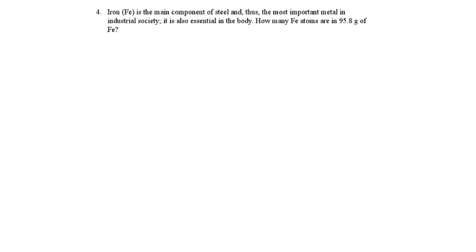Iron is the main component of steel, and that's the most important metal in industrial society. It is also essential in the body. How many iron atoms are in 95.8 grams of iron? So under stoichiometry, any question that's going to ask you to determine how many, implying you're trying to count, just remember Avogadro's constant. Alright? Avogadro's constant is what helps you to count.